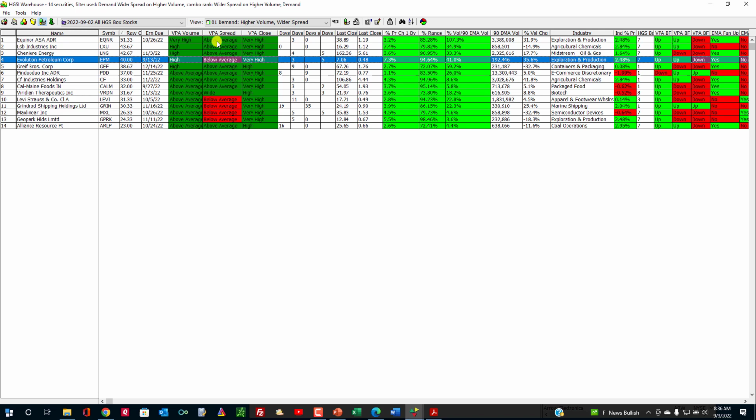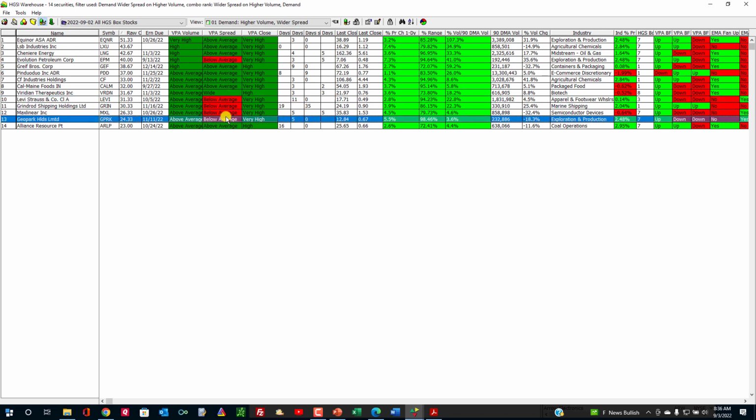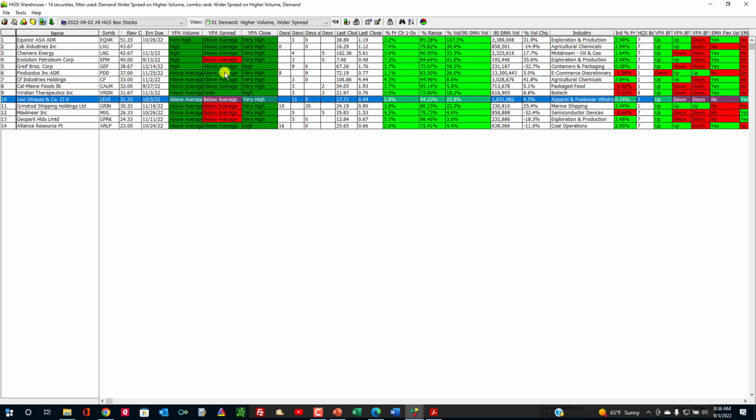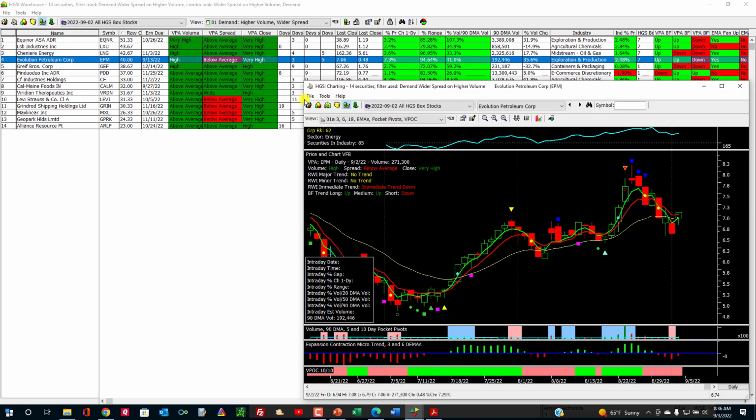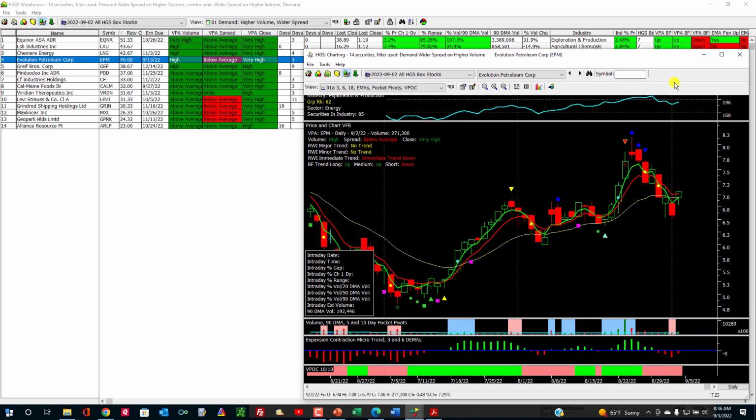Now notice there's some red here on the spread. The spread, in my opinion, is not as important as the volume and the close. So let's just open this one up, and it shows a below average spread right here, but the volume's high and the close is very high. The group is turning up a bit.